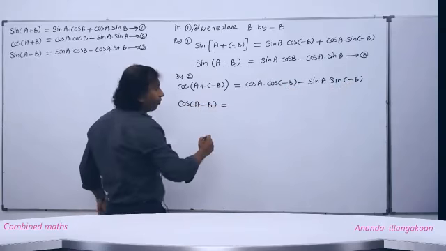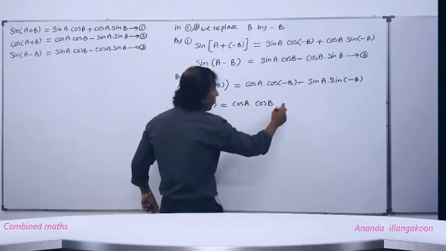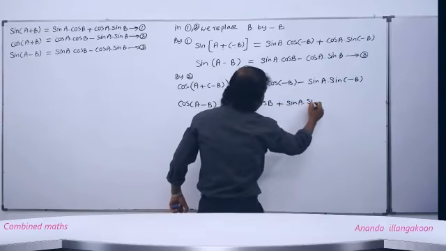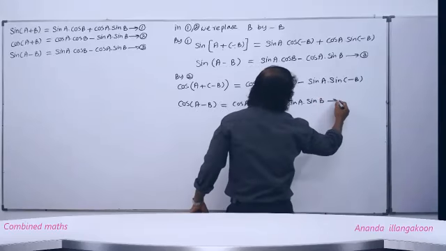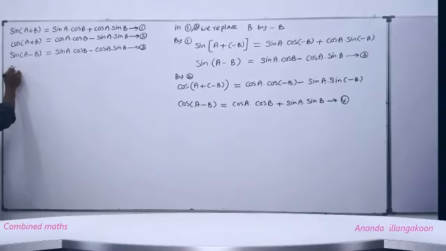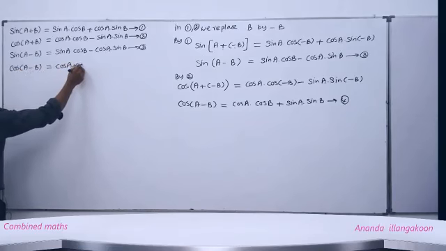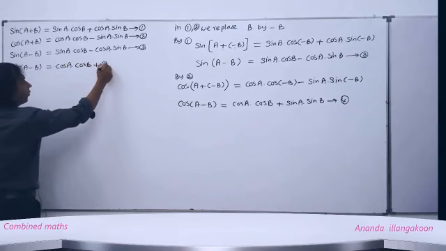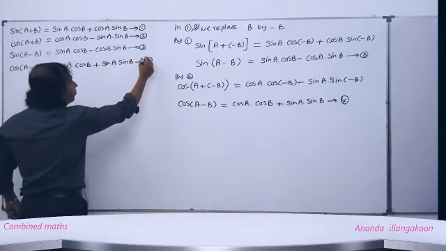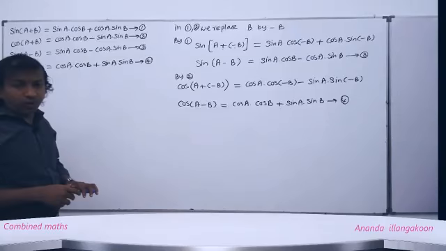Cos A minus B is cos A cos B. This minus sign we can take, where minus minus becomes plus, sin A sin B. This is number 4, people. Number 4. Then it is cos A minus B, cos A minus B is cos A cos B plus sin A sin B. Number 4. We obtained the 4 formulae, people.